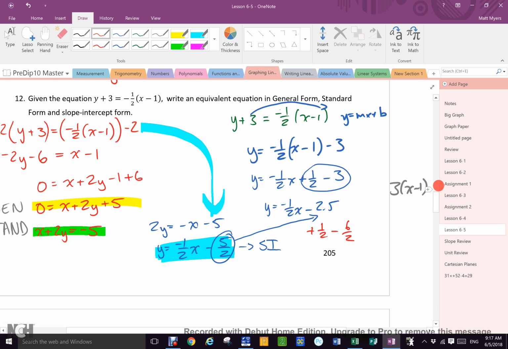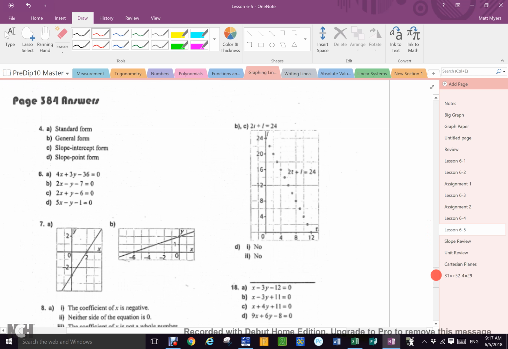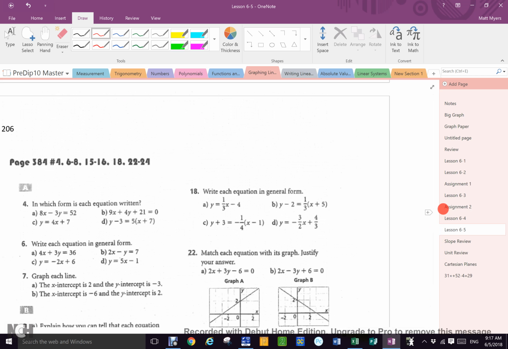Your work today will be that page. It's entitled 384. I don't know what actual page number it is in your text.